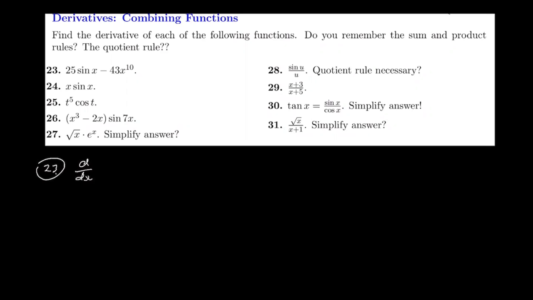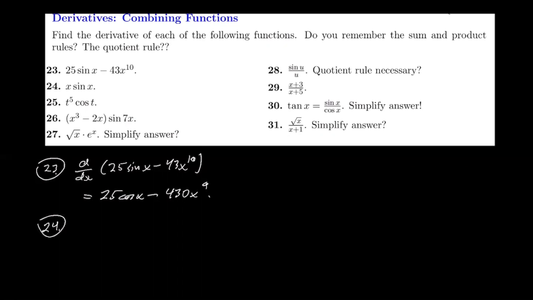So 23, this one, 25 sine x minus 43x to the 10th. The point of this is that you just differentiate each one separately and put the minus sign in between, right? So that's going to be 25 cosine x, and I'm going to bring the 10 down in front, get 430 x to the 9th. Okay, so that's that one.